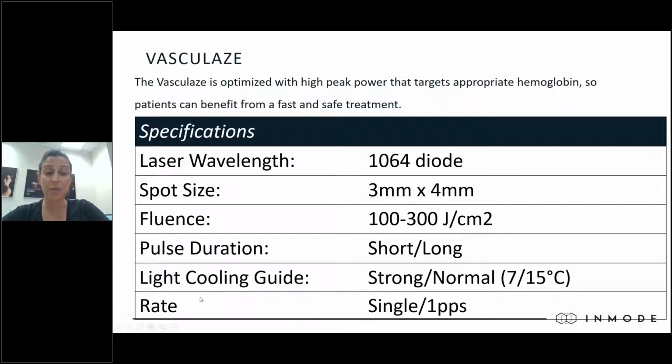And then the rates by which we can work. If you're a non-experienced user, you can work at a single pulse rate, which means you have to press the foot switch or the finger switch again and again for each pulse. Alternatively, if you're working on a larger area and you're an experienced user, you can work at 1 pulse per second, and I will show it to you later in the hands-on part.